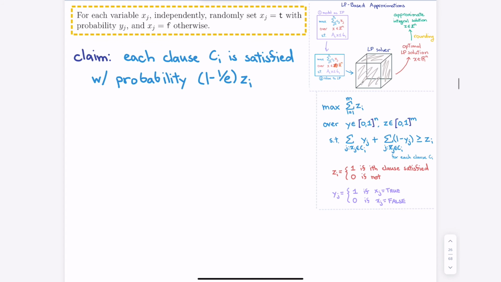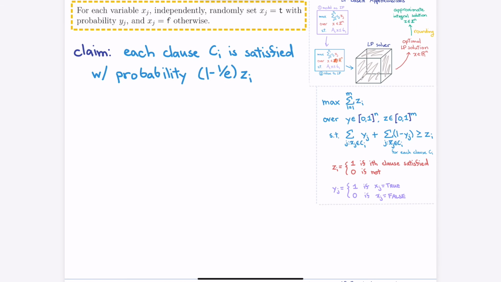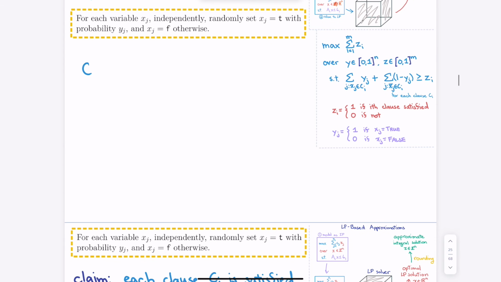Okay, so what I want to show is that every clause i is satisfied with probability at least 1 minus 1 over e times zi. Does anyone want to get us started? Let's say, just for concreteness, I'm looking at a clause c1 equal to x1 or not x2 or x3. I just want to figure out what are the odds of c1 being satisfied.